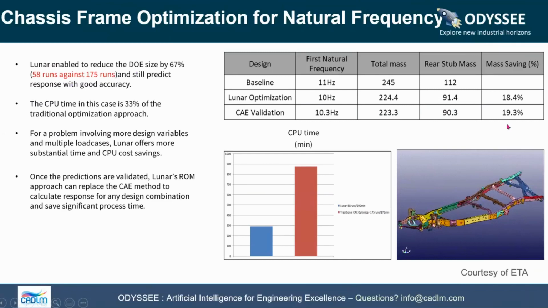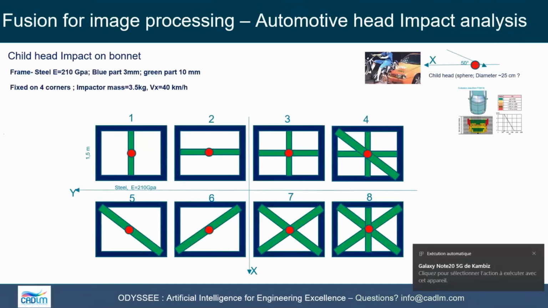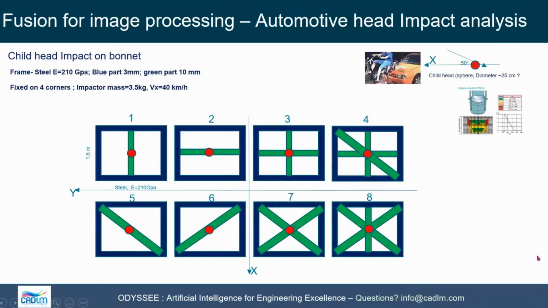Now I will show you also, I have 5 more minutes, some similar cases for which we actually don't necessarily use the model. We just use images of the model. These are images of some simplified bonnet design here, the underlying structure. We have 8 images where the blue part is a steel frame, and then we have some other frame which is softer, painted in green, and the red dot is the head itself, impacting.